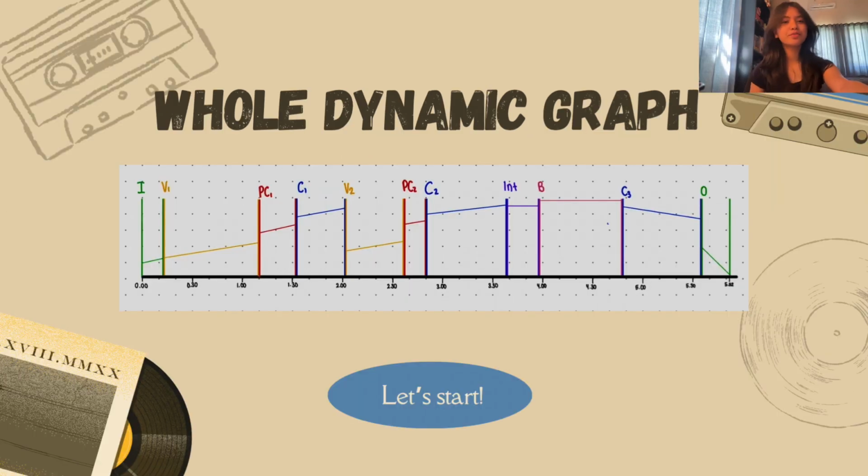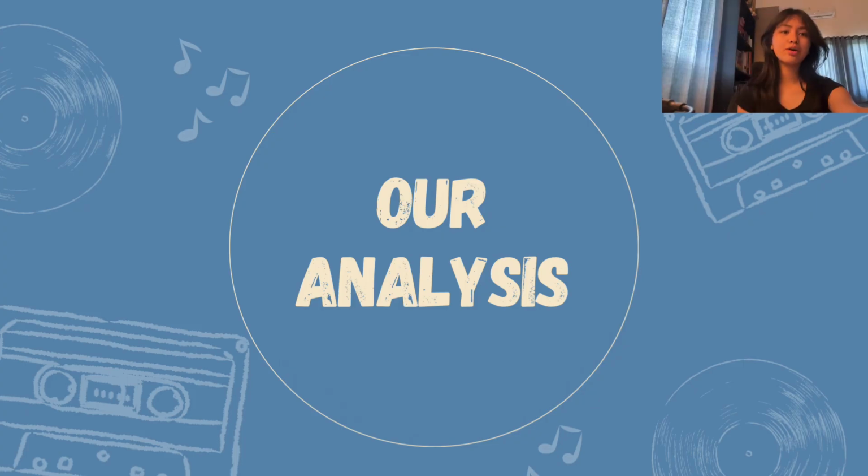First things first, we have the whole dynamic graph, which includes basically the whole dynamic throughout the almost 6-minute song, in which our song has an intro, 2 verses, 2 pre-choruses, 3 choruses, 1 interlude, 1 bridge, and also an outro. I will be explaining from the intro until the first chorus, and my dear friend Sebastian will continue with the rest. So let's just get started.